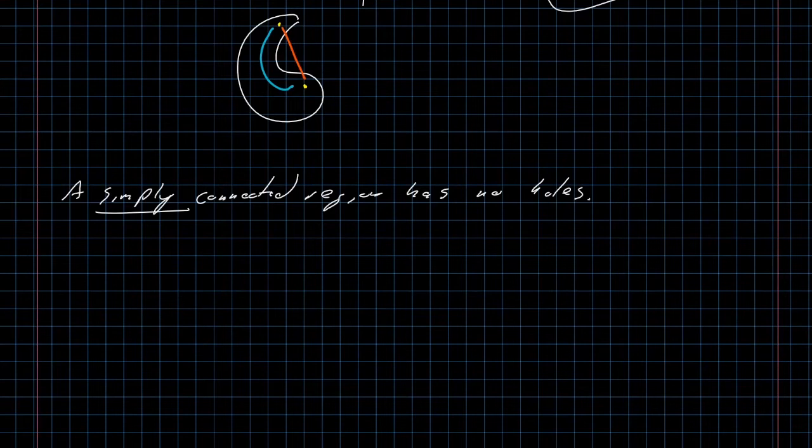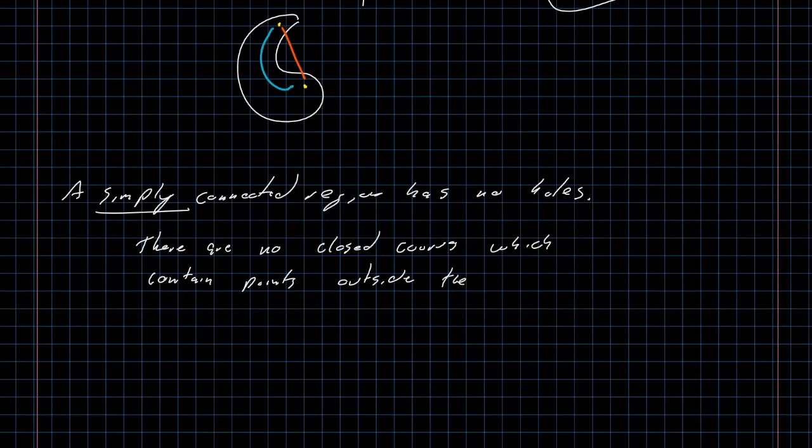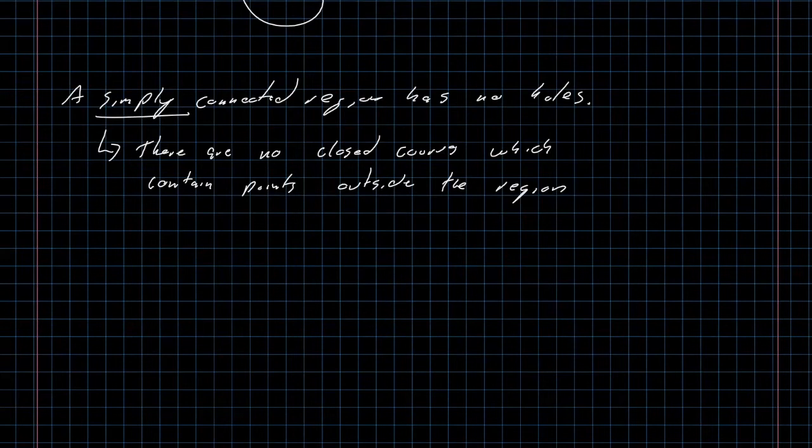A simply connected region is a region that has no holes. The technical definition is there are no closed curves which contain points outside the region. Right. So there's your technical definition. Again, I'm not sure that the technical definition is all that helpful.